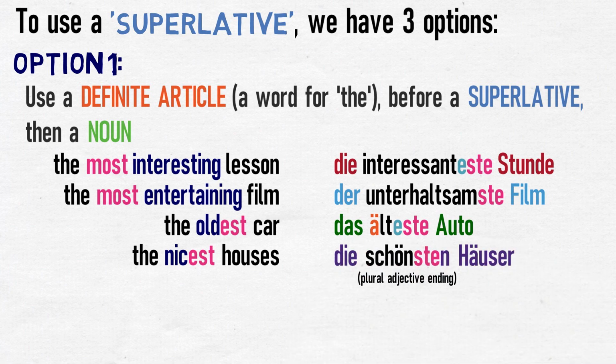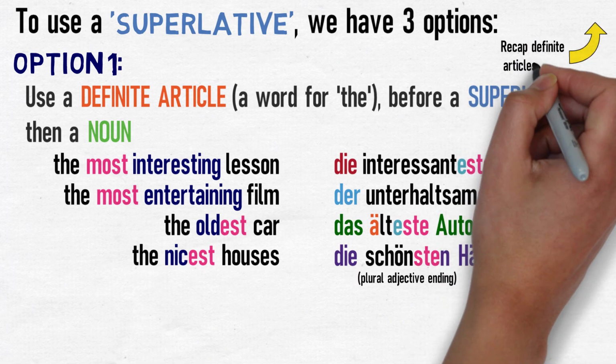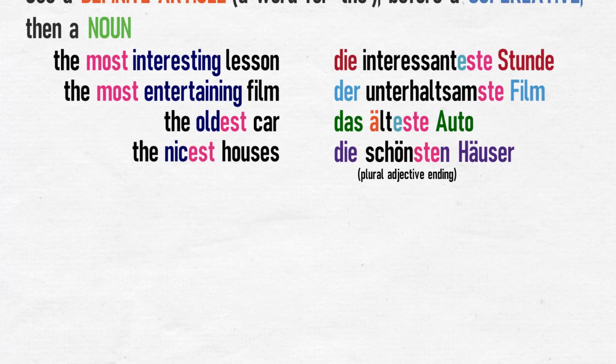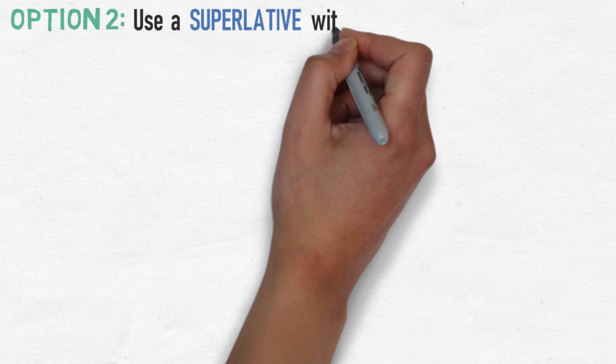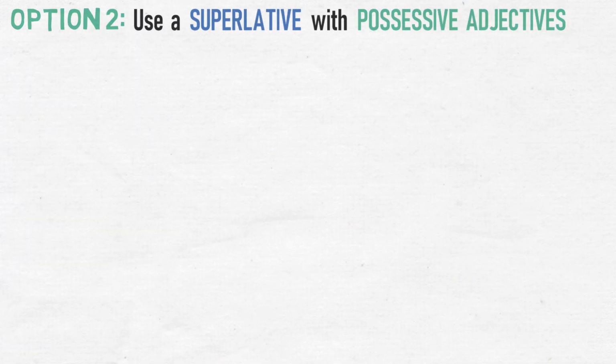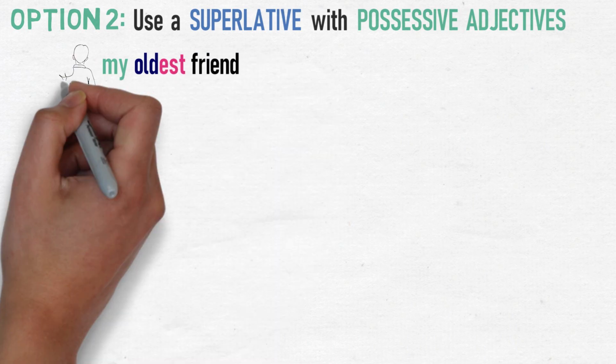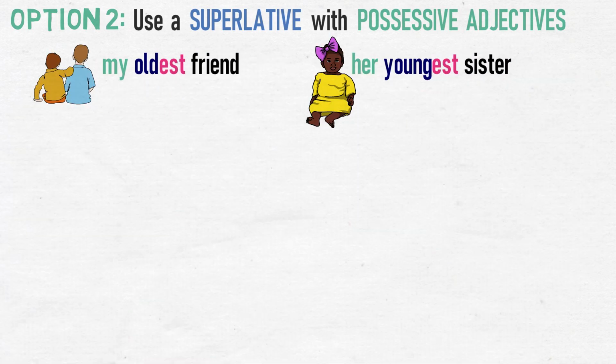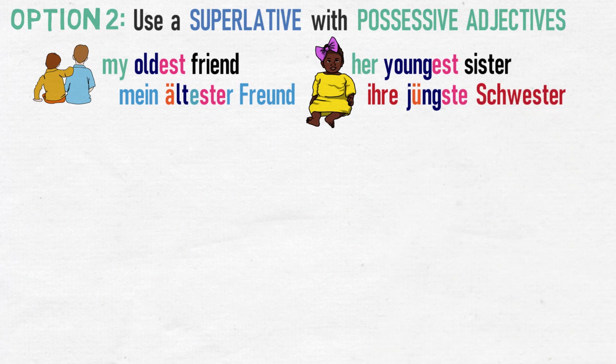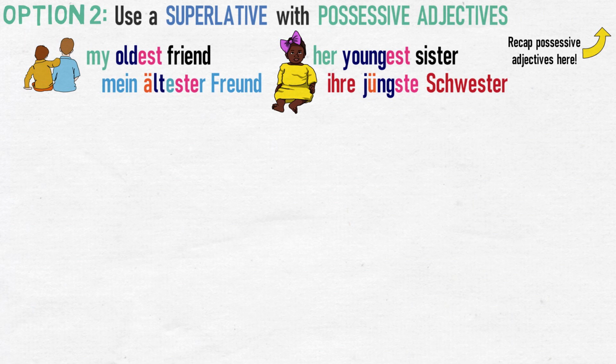To use this form, it's important that you understand how the definite article works in all four cases: nominative, accusative, dative, and genitive. And if you're not sure about that, you can start by watching my nominative case video by clicking here. The second option is to use the superlative with possessive adjectives. For example, my oldest friend, her youngest sister, mein ältester Freund, ihre jüngste Schwester. To learn more about the possessive adjectives and how they work, you can watch the video by clicking the banner now.